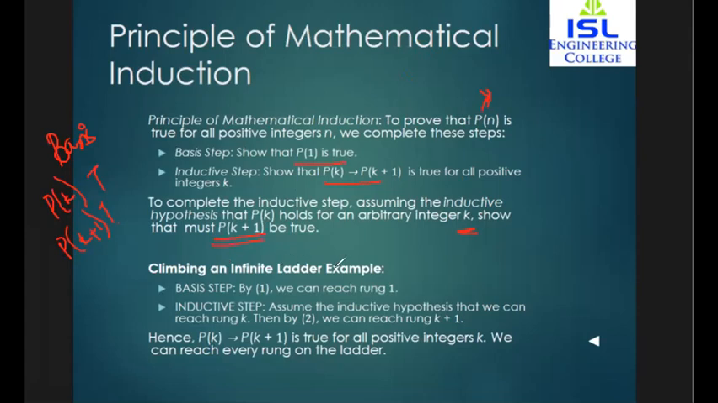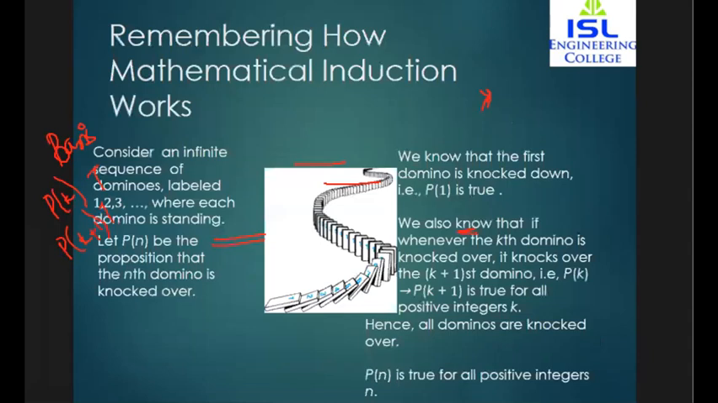Climbing an infinite ladder is one example. We can reach the first step, then we can reach step k and also step k plus 1. Similarly, to remember how this works, consider an infinite sequence of dominoes. What are dominoes? Dominoes are basically rectangles which can be placed on two tiles of a checkerboard. Each of them is standing in a row with numbering written on each of them, 1, 2, 3 and so on.